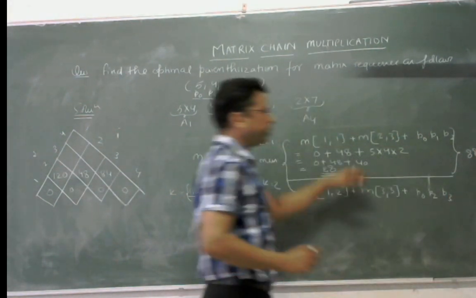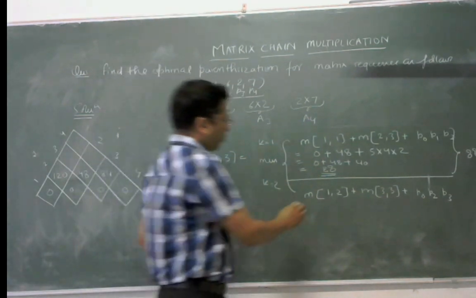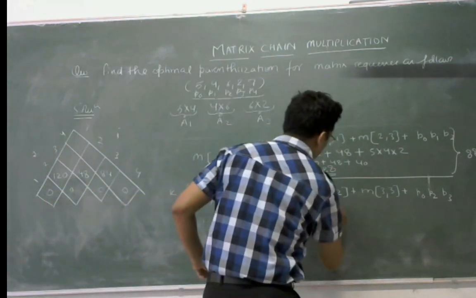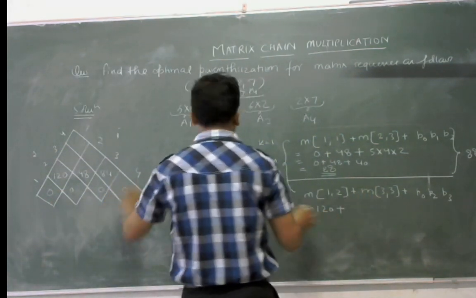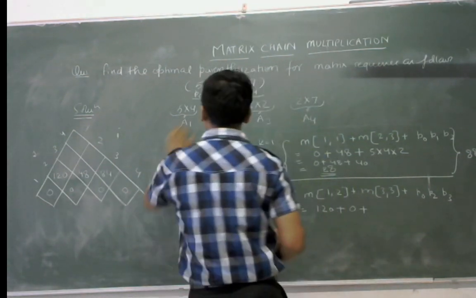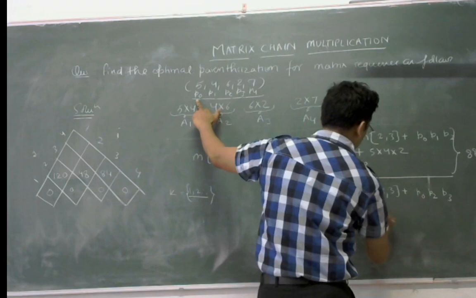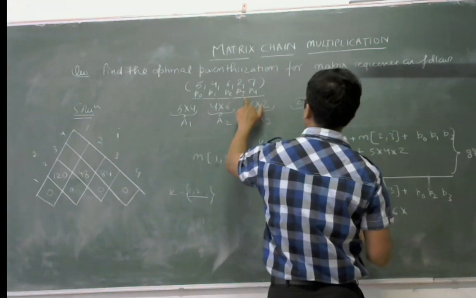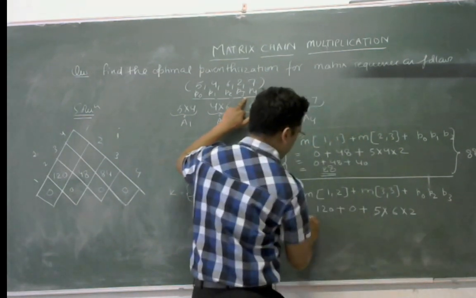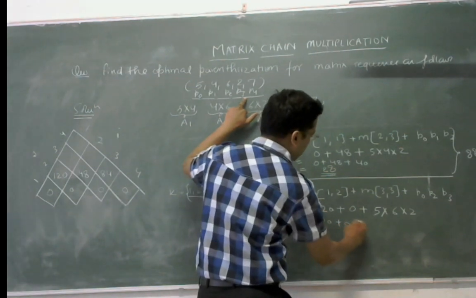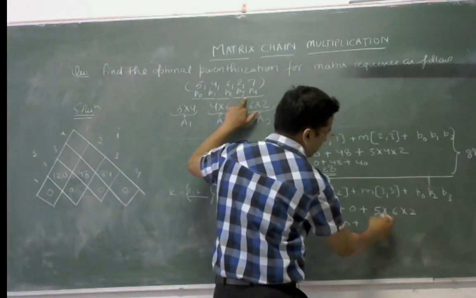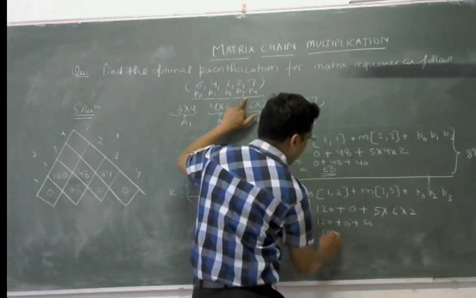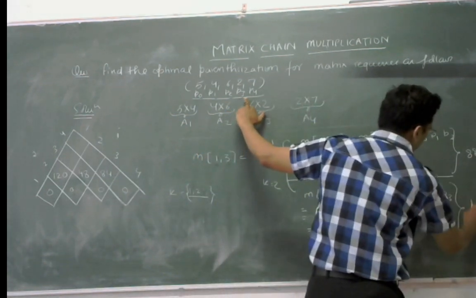I am drawing a line in between these two to keep them separate. For k is equal to 2, m12 is equals to 120 plus m33 is equals to 0 plus p0 is equals to 5, into p2 is equals to 6 and p3 is equals to 2. So this equals to 120 plus 0 plus 60, that is 5 into 6 into 2. So that's equals to 180.